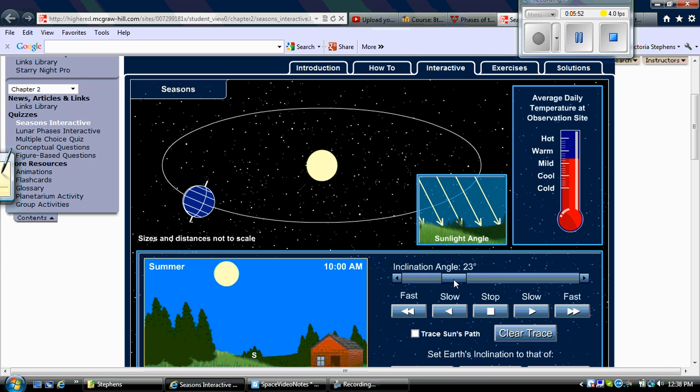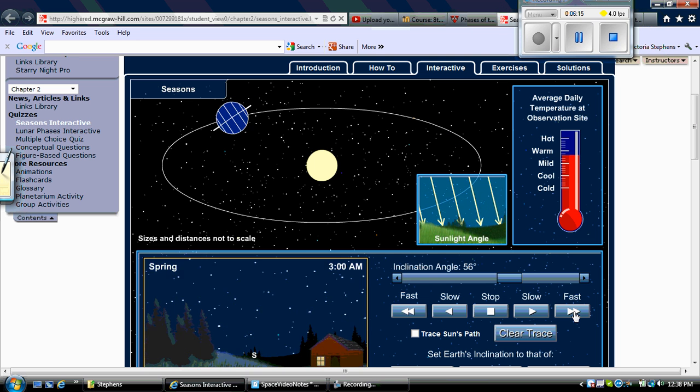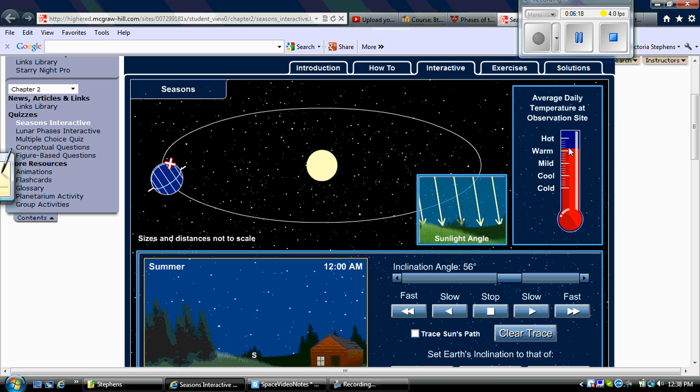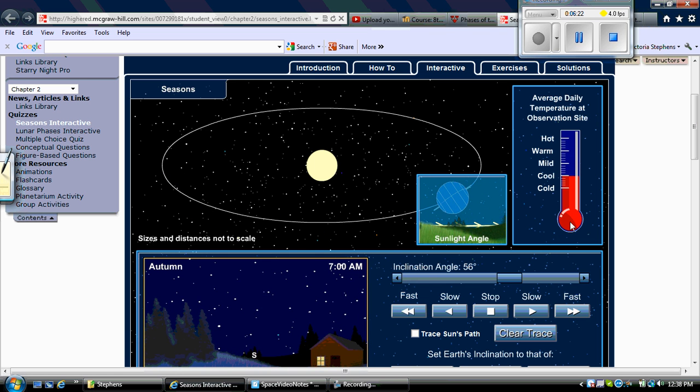Okay, so now let's look if we're tilted more than 23.5. Look how that changes the sunlight angle. Now we're receiving more direct sunlight, and look here, even less direct sunlight in the winter. Look how cold it gets. So when we tilt more than 23.5, we're going to get extreme seasons. It's going to be really warm in summer and really cold in the winter.